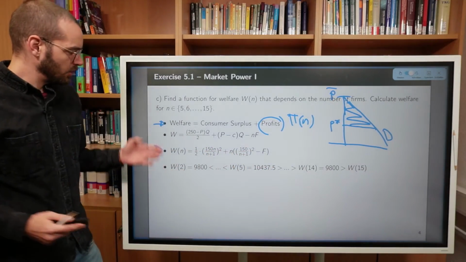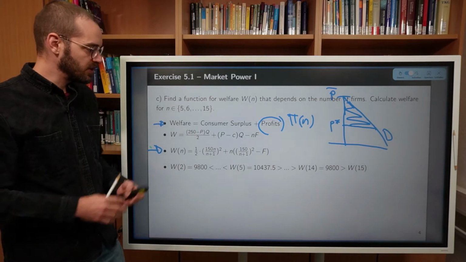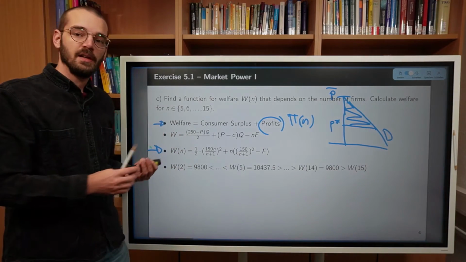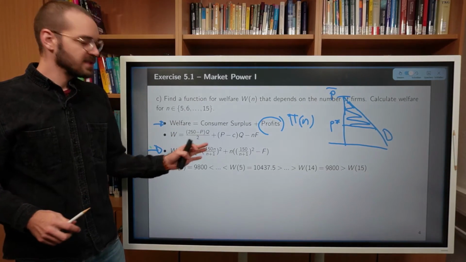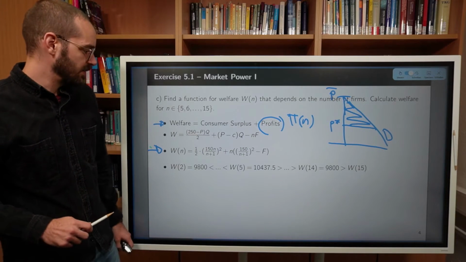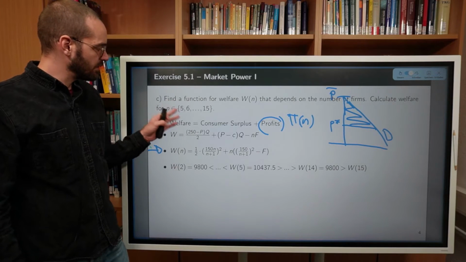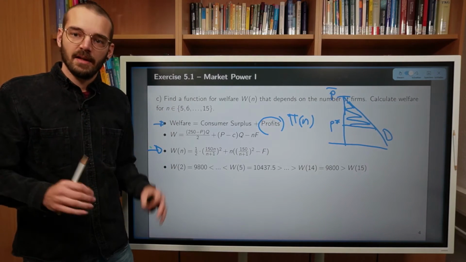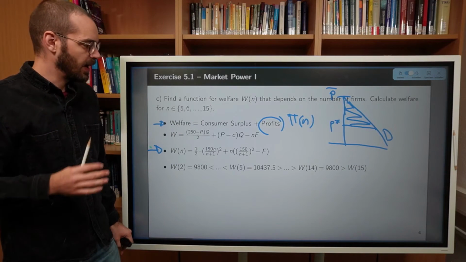All right, so now that we have found an expression for welfare as a function of n, we can of course simply, by plugging in the individual values that we were asking for earlier into this function, calculate welfare for any number of n. And specifically we were interested in a series of numbers for the value of n that was defined in the exercise, so going from 5, 6 all the way up to 15.